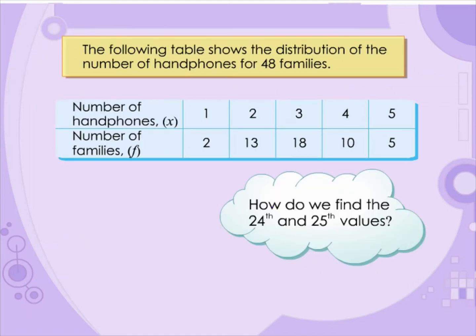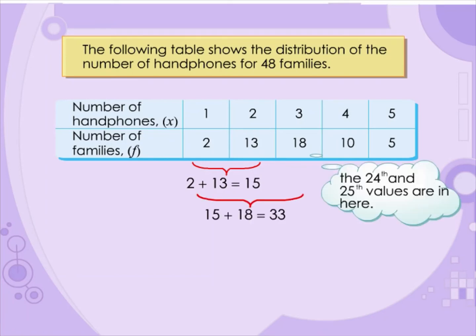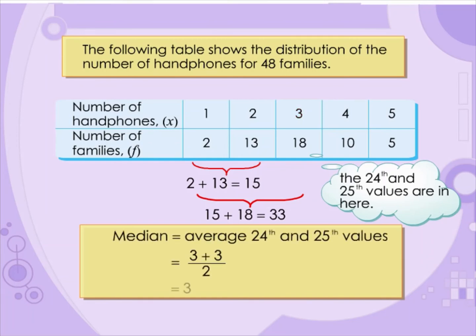How do we find the 24th and 25th values? We know that 2 plus 13 equals 15. 15 plus 18 equals 33. This means the 24th and 25th are in this column. This means the 24th and 25th values are 3. Therefore, the median is equal to 3.